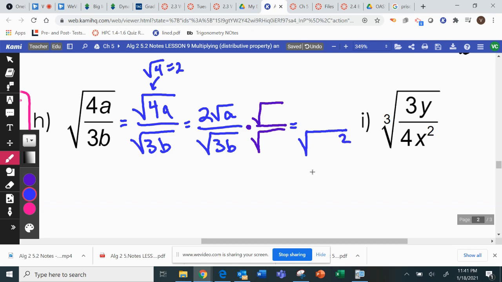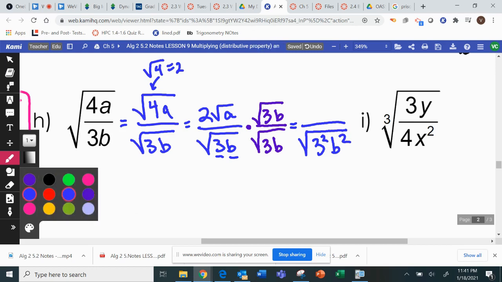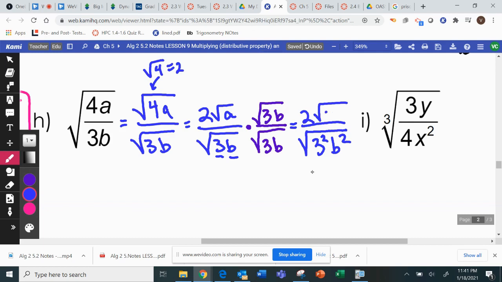of something squared. Now look here, there is a 3 and a b. So I'm going to need 3 squared and b squared. So to get 3 squared and b squared, I will need to multiply by 3 and b. So on top we have 2 square root 3ab. On the bottom, the square root cancels those squares. And we will have 2 square root 3ab over 3b.